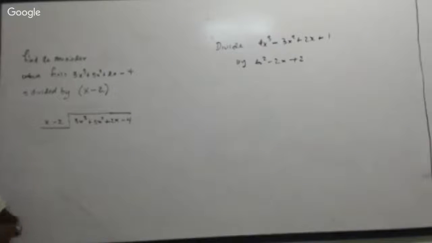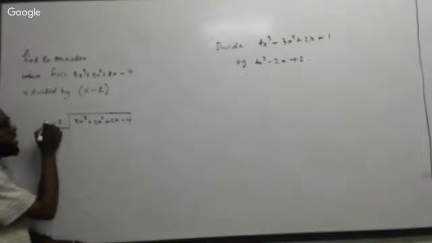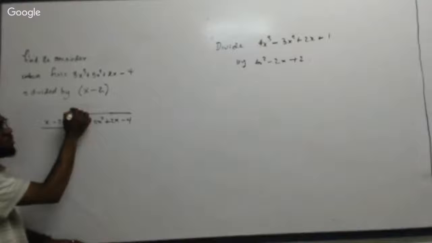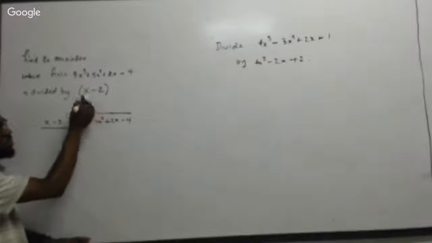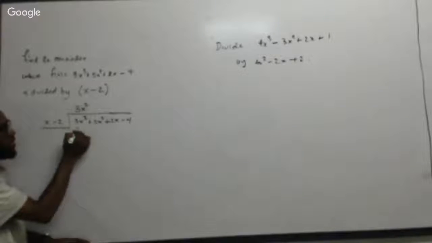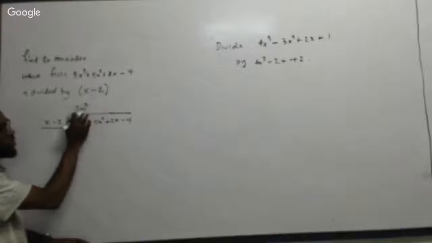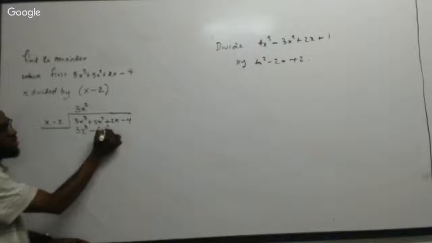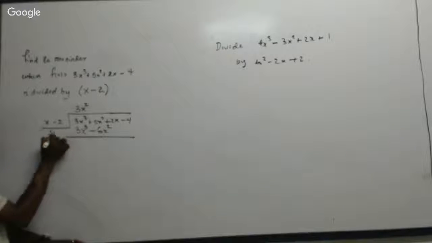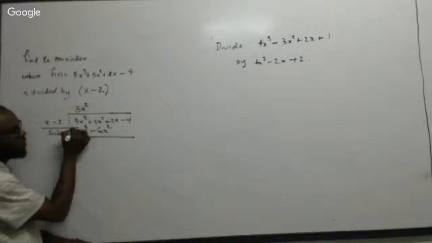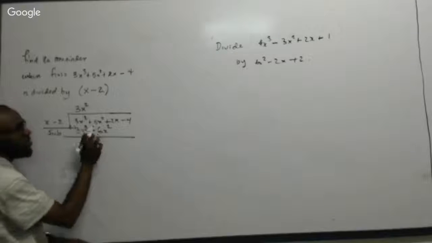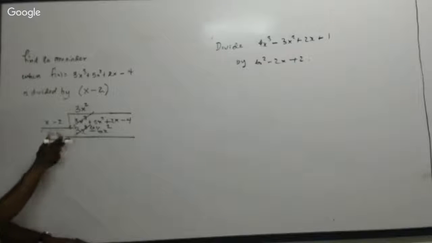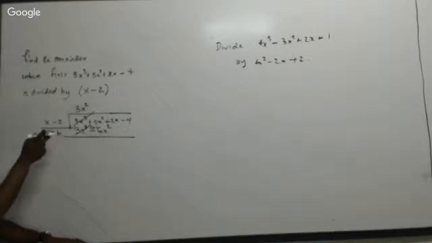Let's see what we get here, right? So we have x into 3x cubed goes 3x squared. 3x squared times x is 3x cubed, 3x squared times minus 2 is minus 6x squared. Then I need to subtract. To subtract, remember, I effectively change all the signs. So plus changes to minus, minus changes to plus. And if the leftmost thing doesn't go away, that means you did something wrong, start over.